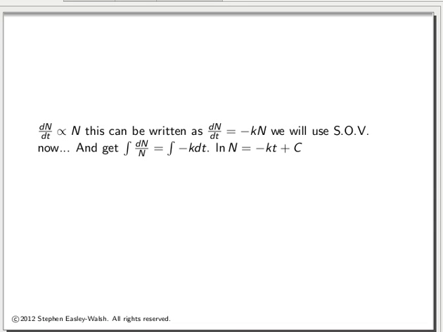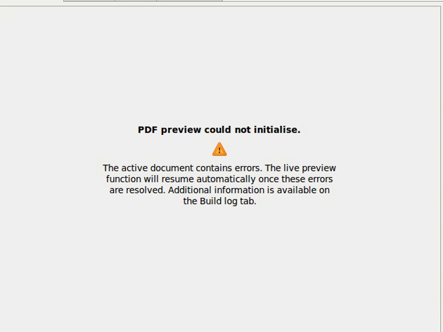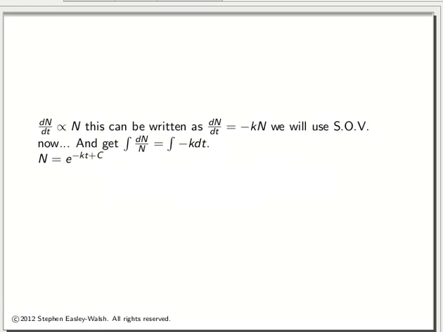Now I don't want log n, what do I want? Yeah, I want n, so I need to put an exponential on both sides. I'll just do this in one step. e will cancel the log, and so I get n equals e power minus kt plus c. So it's nearly finished. I just have to find the c. And if you remember yesterday, I'm going to separate this c out in the front as e power c. It'll make my life a bit easier.